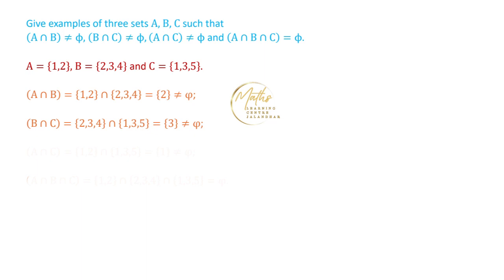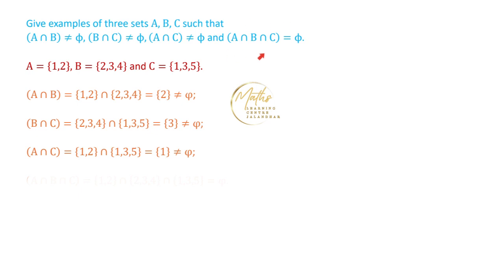Next we are talking about A intersection C. A intersection C means we are talking about these two sets, and we are looking for the common element. It is 1, which is common in both A and C. So what we obtain is that this set consists of the singleton of one element, 1, and it is not equal to 5. So we are observing that these three sets A, B, C satisfy these three conditions.